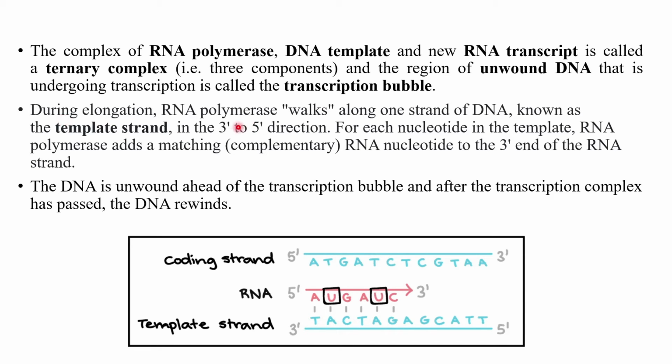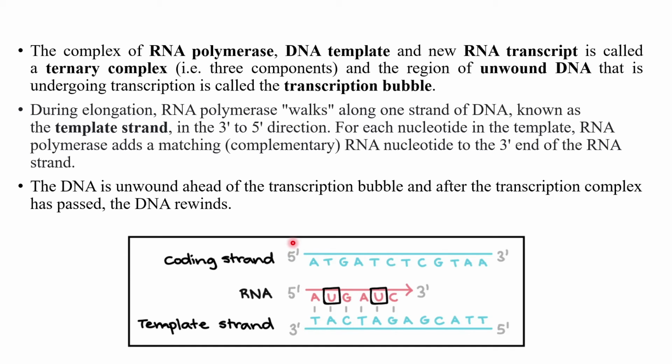Now, during elongation, RNA polymerase walks along one strand of DNA, known as the template strand, in the 3' to 5' direction. For each nucleotide in the template, RNA polymerase adds a matching complementary RNA nucleotide. This is the template strand, and RNA polymerase adds complementary nucleotides in the sequence of 5' to 3' direction, at the 3' end of the RNA strand. Now the DNA is unwound ahead of the transcription bubble, and after the transcription complex has passed, the DNA rewinds.